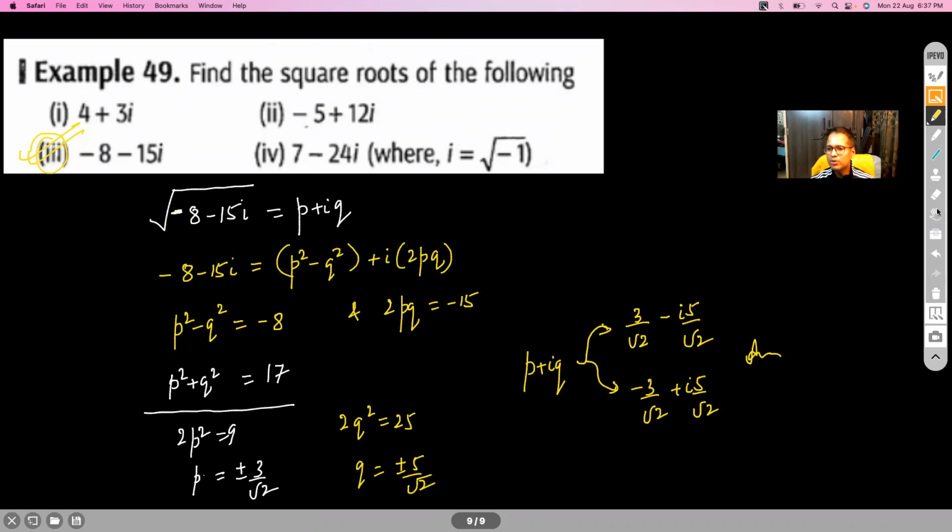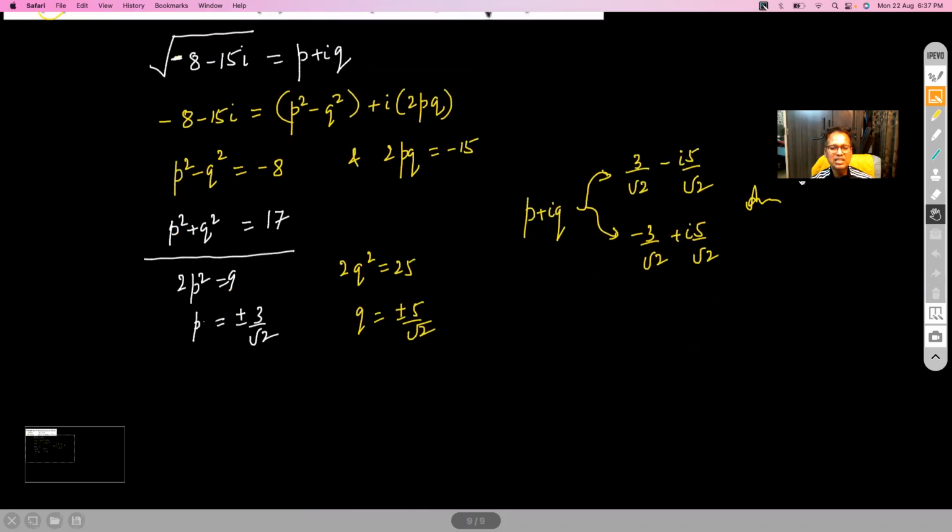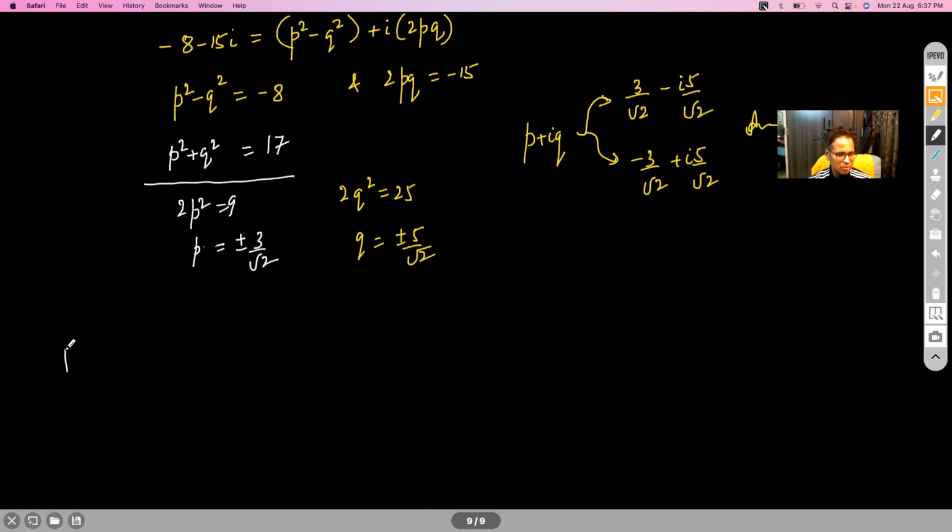Now, many of you would like to know a formula. That is, is there any formula to find the square root pretty fast? Yes, there is a formula.